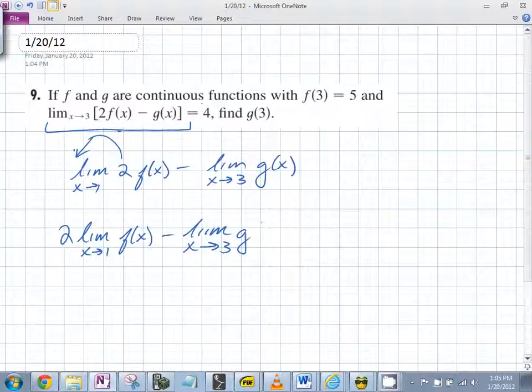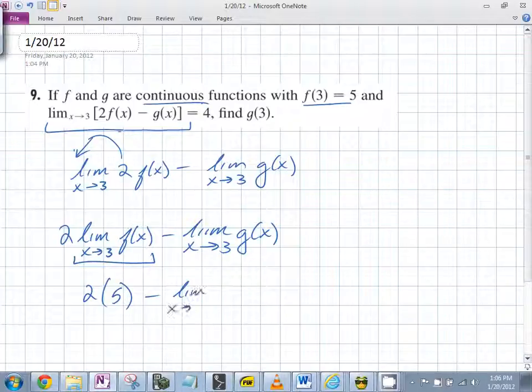Now look, it tells you that f of 3 is 5. It tells you that they're continuous and f of 3 is 5. So what is the limit? Oh, it's 3. It's just a typo in terms of the pen. So this right here has to equal 5, because since it's continuous, the limit as x goes to a is the function evaluated at 3. So this is 2 times 5 minus the limit as x goes to 3 of g of x.